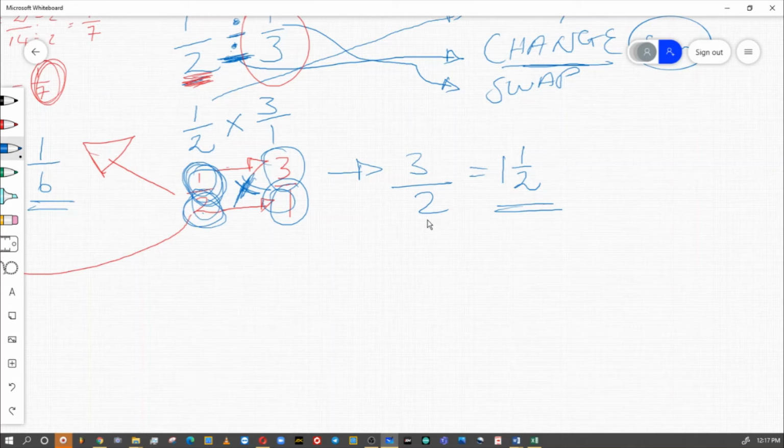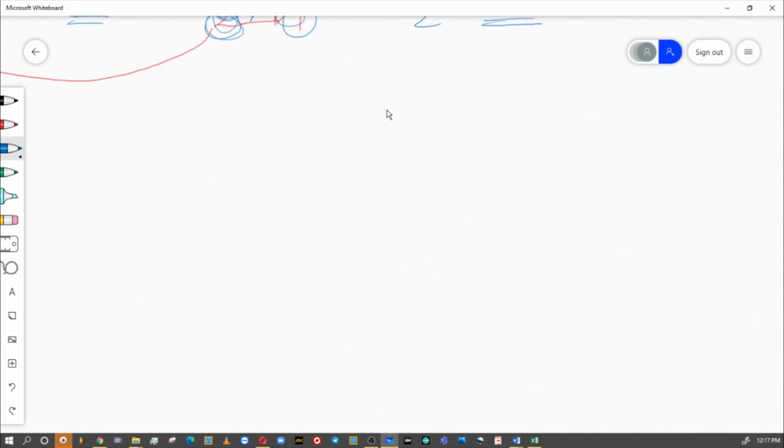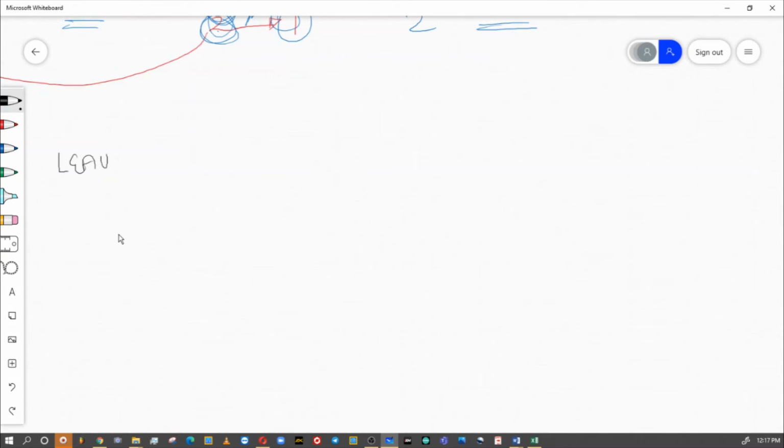So this is how you do fractions when you're dividing. Let's look at another example, the last example. Remember what we say? We have to leave the first one, and then the second one is change the sign. Nice. And the last one? Swap, meaning take the top one to the bottom and the bottom one to the top.